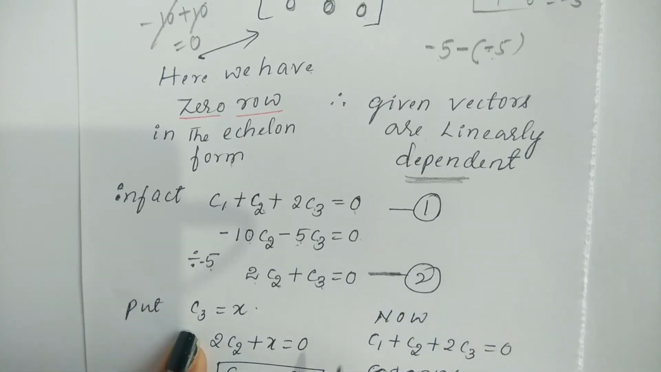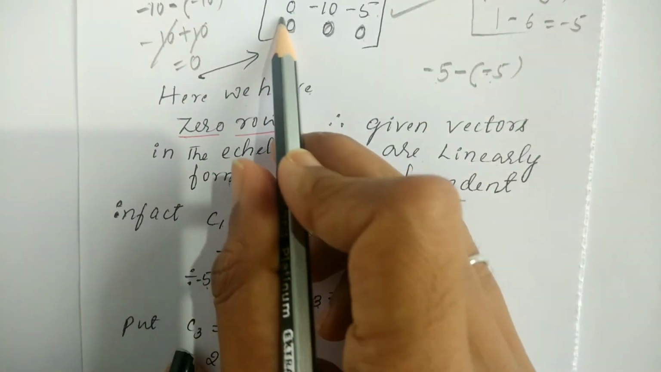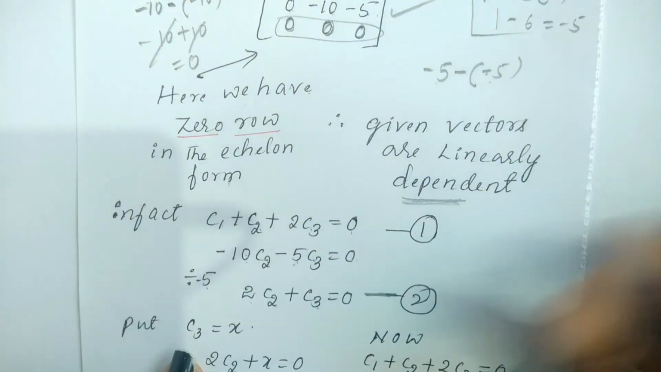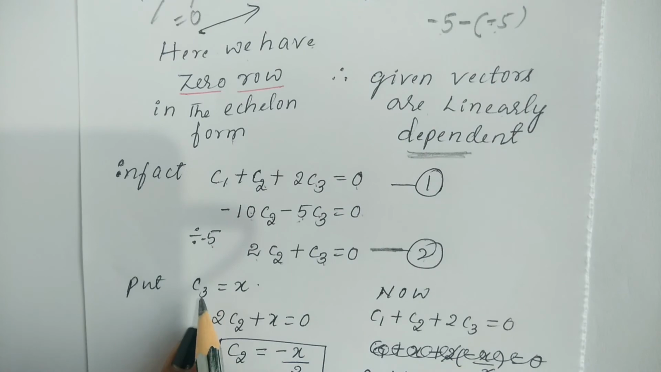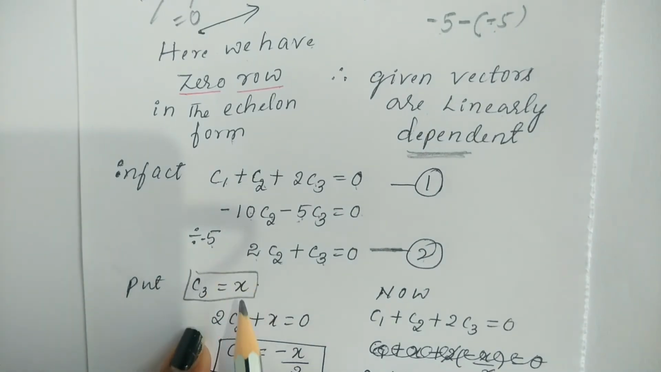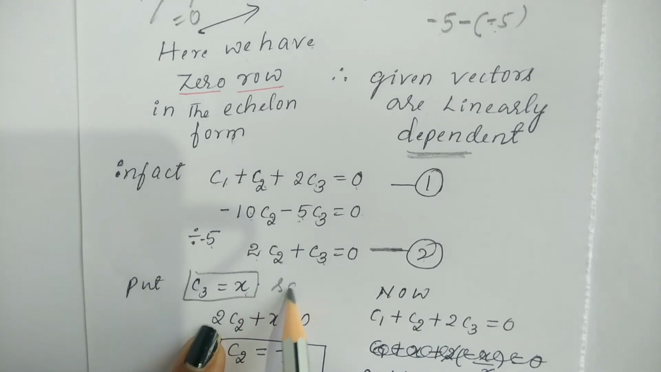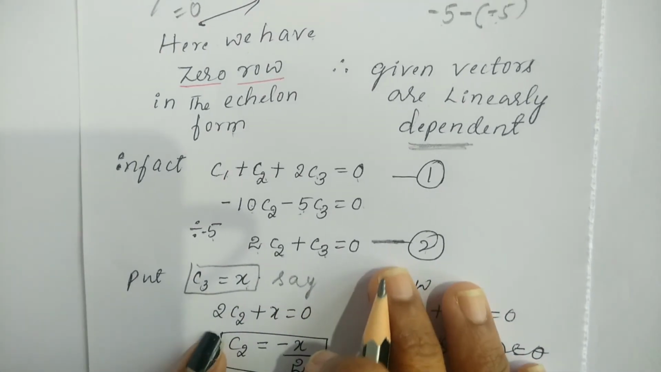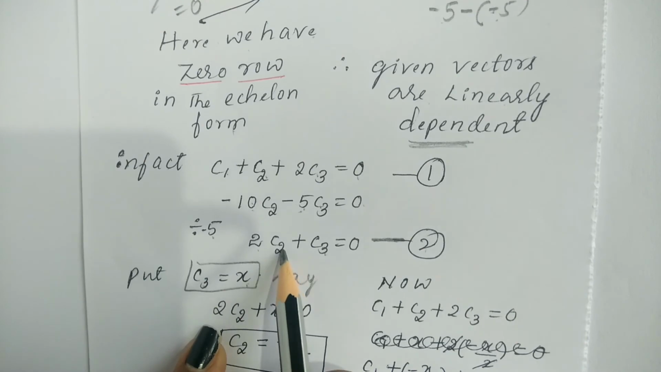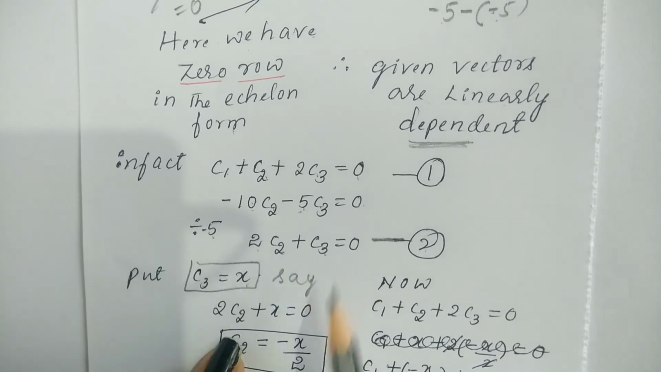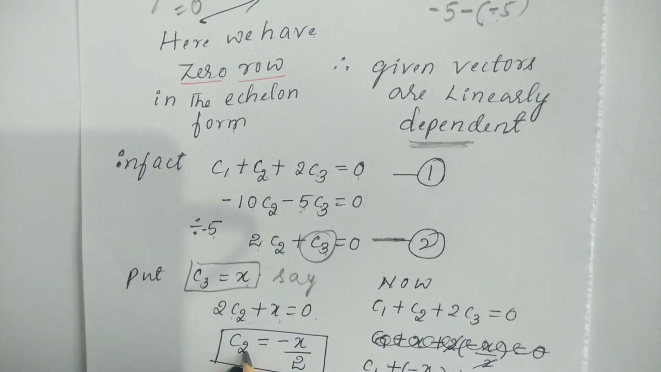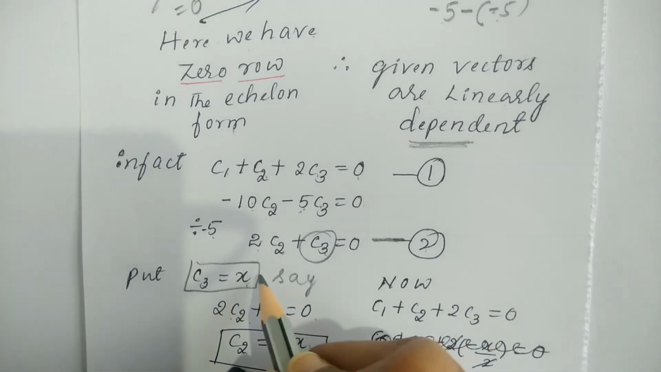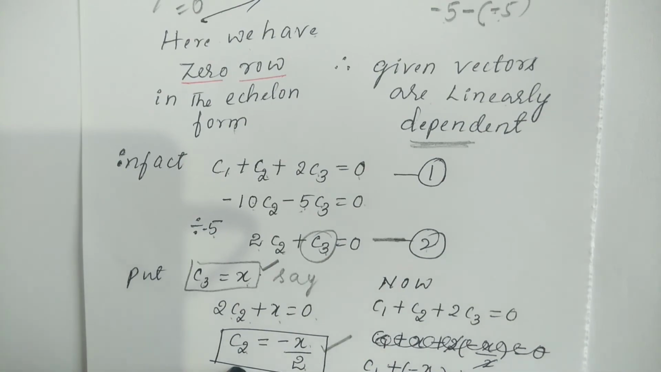Now, from this last row, all the scalars are 0. So we get only 2 equations. So I am putting C3 equal to, say, X. You can take T. So if C3 is X, then 2C2 plus C3, which is X, is equal to 0. So C2 is equal to minus X by 2. So C3 is X, C2 is minus X by 2.